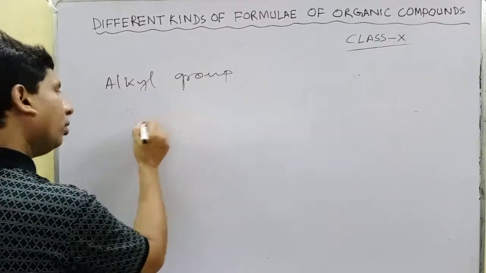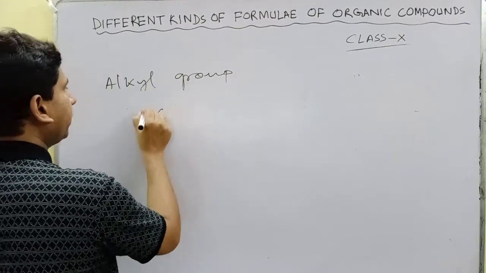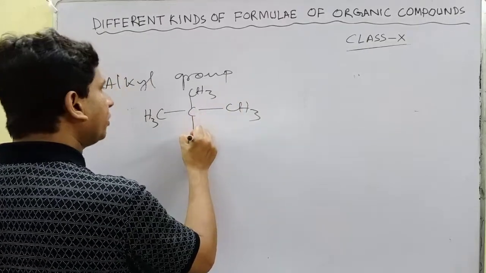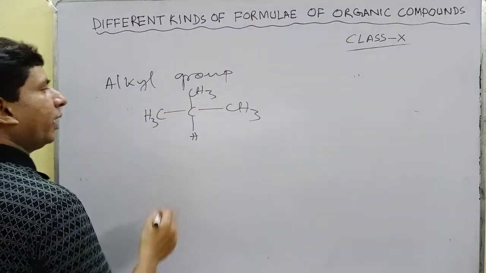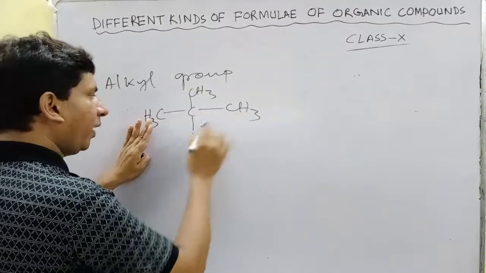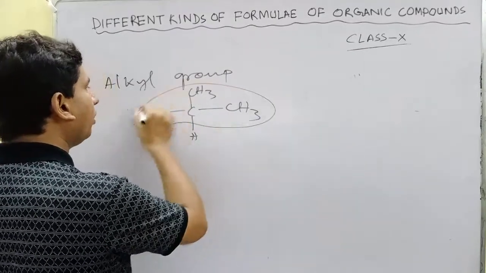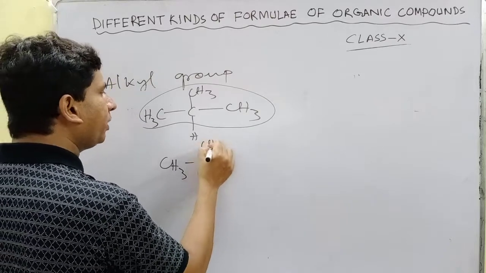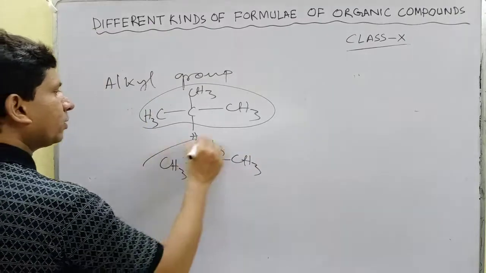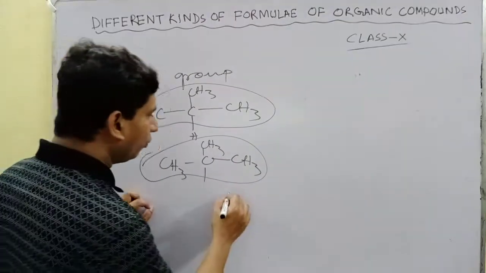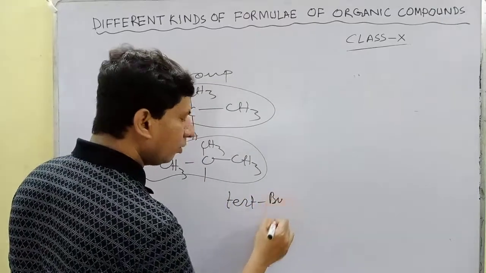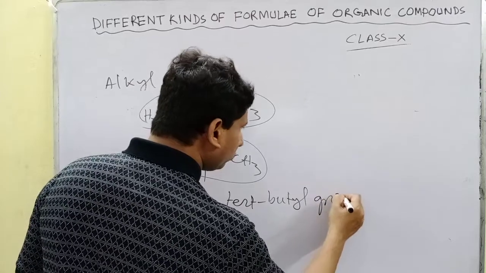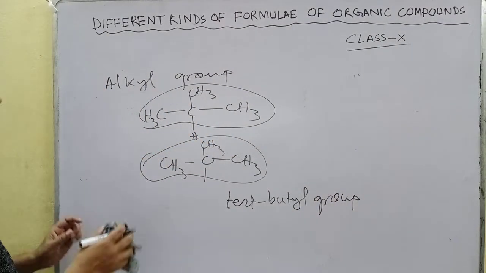Now also we can get it in this way: with CH3, CH3 and a hydrogen, it is known as 2-methyl propane, or from this if we remove this hydrogen, with CH3, CH3 and CH3 on this carbon, then this is known as the tertiary butyl group, tert butyl group. Okay, clear?